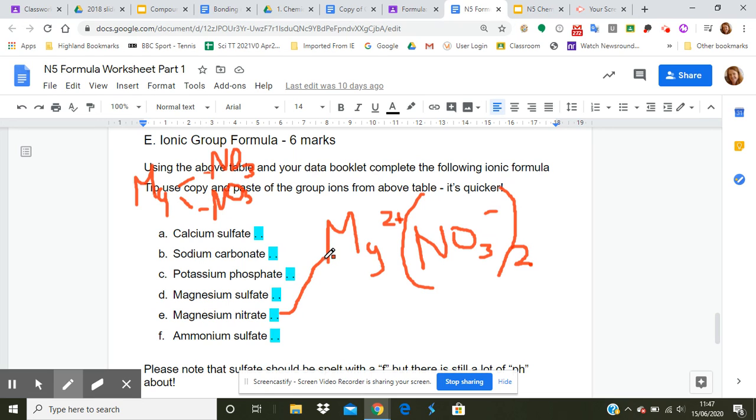Now, hopefully that's helped you. It's literally just going through each one, writing out the formulas, and working out steadily whether they've got the same or different valencies, and which one needs to be multiplied. If it's an ion by itself, you can just put a subscript down here. If it's a whole group ion, you need to put the whole group ion in brackets and multiply it by 2.